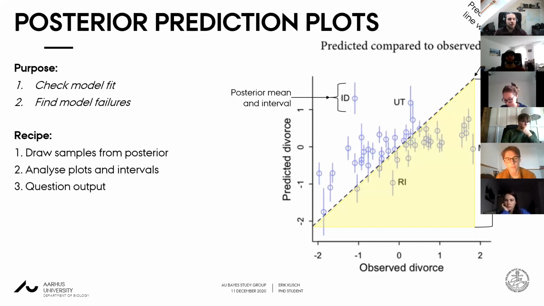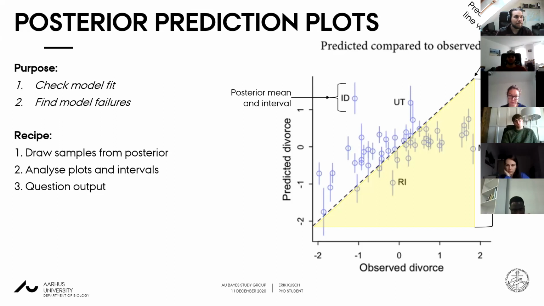The first thing we do is we draw samples from the posterior, then we analyze the plots therefrom and the intervals, and then question the output. So whether the output makes sense, whether we have outliers, which we can explain away, or whether that's something we need to go back to our statistical golem, our model, and then rebuild this to have it capture those outliers in a better shape or form.